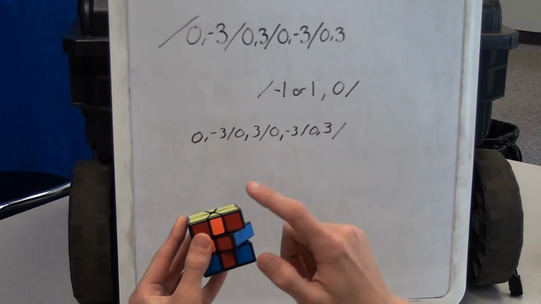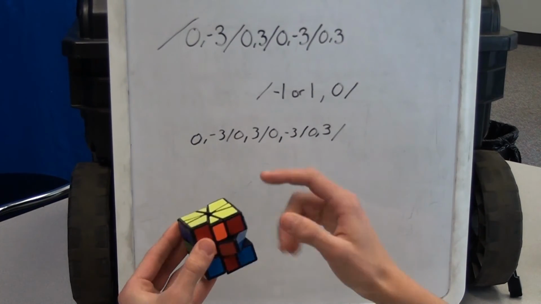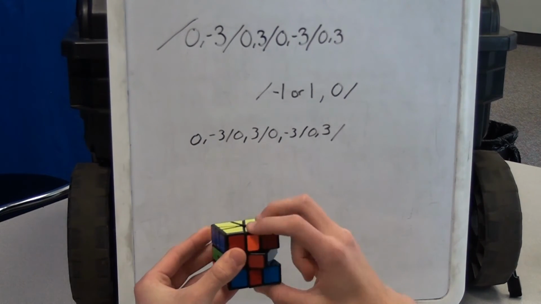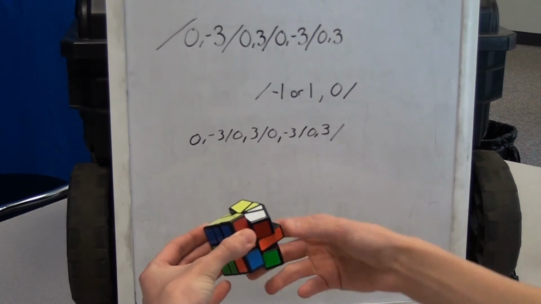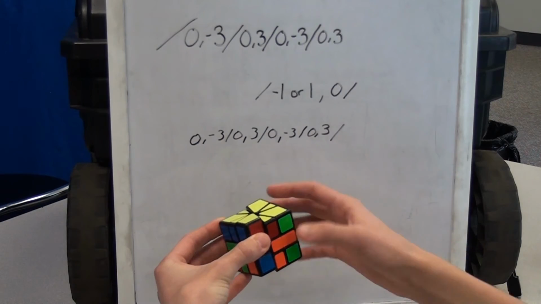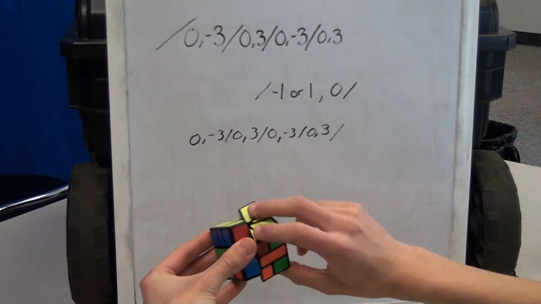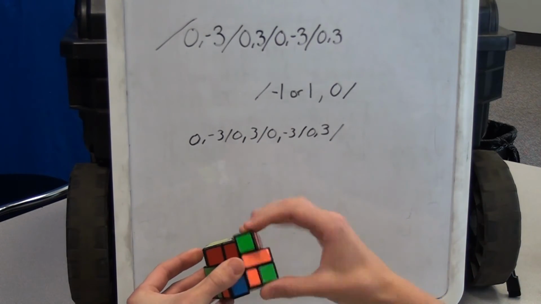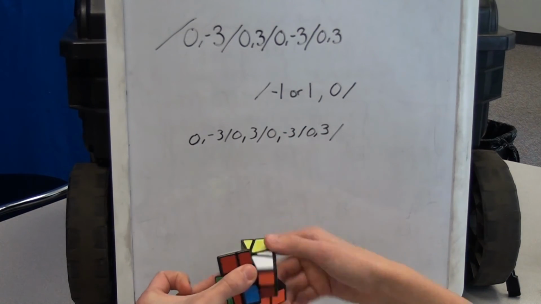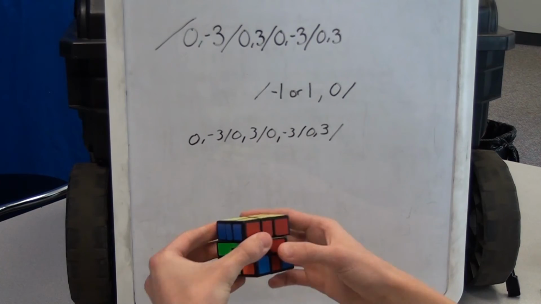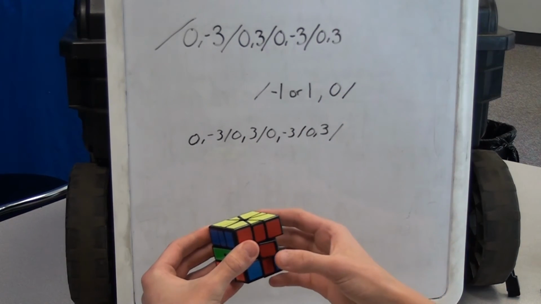We need this piece to go here, so we're just going to start it off where these two pieces are switching. So, -3, 3, -3, 3, and since we did it here originally, we're now going to offset it 1 and do it on the other side. So there we go. We have done a U-perm.